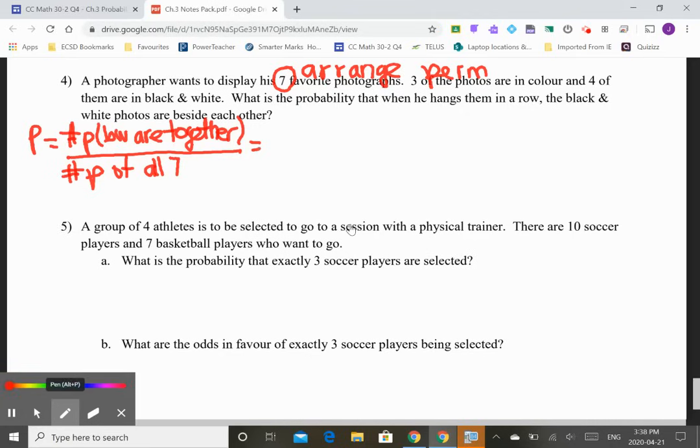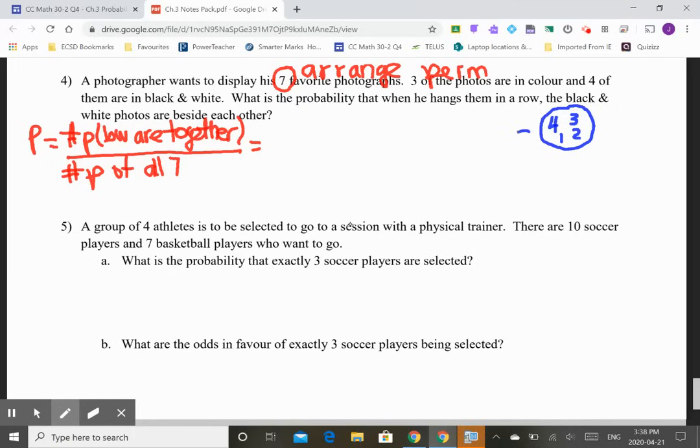So I'm just going to do a calculation off to the side here. When we put items together, we talk about actually putting them together. So I'm going to put a circle around, and inside I'm going to put the 4 black and white photos. I'm just going to call them 1, 2, 3, and 4. So there's our 4 black and white photos sitting inside.